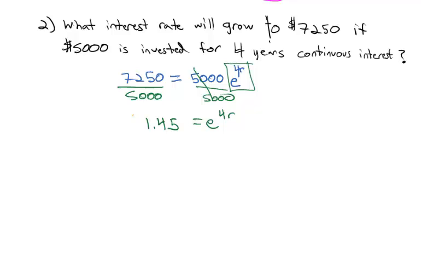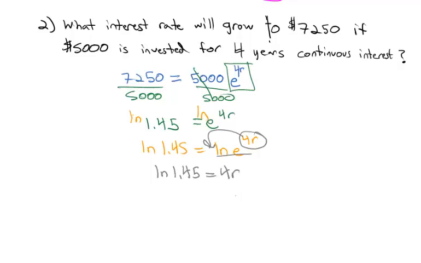Now, to get the exponent out of there, we take the natural log of both sides. So we have the natural log of 1.45 equals the natural log of e to the 4r. And of course, anytime you've got something inside the exponent, inside a logarithm, it comes out front. And the natural log of e is 1. So we're just left with the natural log of 1.45 equal to 4r. And we get r alone by dividing both sides by 4.